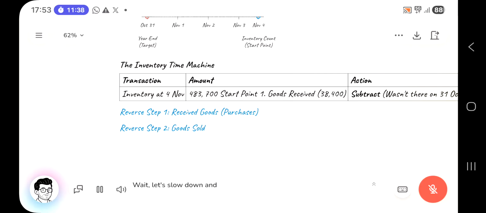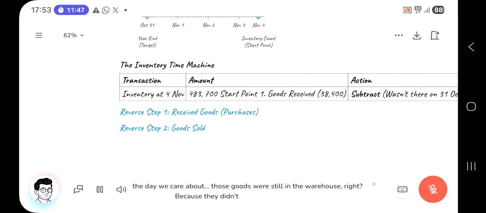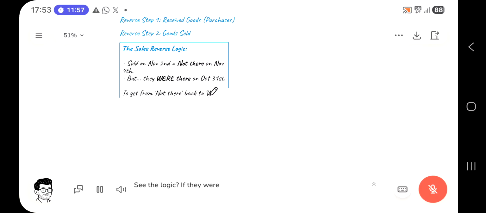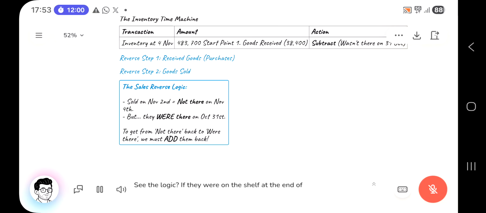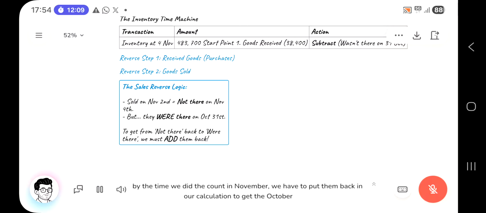Wait, let's slow down and look at the timeline. On October 31st, the day we care about, those goods were still in the warehouse, right? Because they didn't get sold until November. See the logic? If they were on the shelf at the end of October, but gone by the time we did the count in November, we have to put them back in our calculation to get the October total.